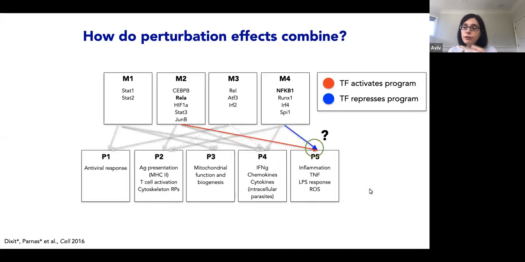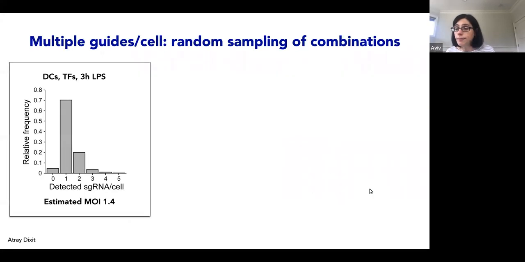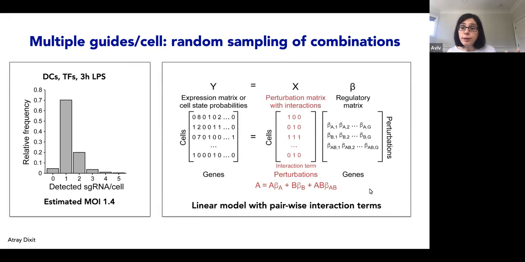And so, for example, based on single perturbations in the dendritic cells, there's an inflammatory program which is activated by REL-A, one transcription factor, and repressed by NF-kappa B1, another transcription factor. But what would happen if we perturb both of them at the same time? Well, naively, we can use Perturb-seq for this to assess the impact of combinations of perturbations, simply by going to a higher multiplicity of infection, so that some cells will receive 2 or more perturbations, and learning a model with interaction terms from the cells with multiple perturbations. Not a big deal to add that, and you do get answers.